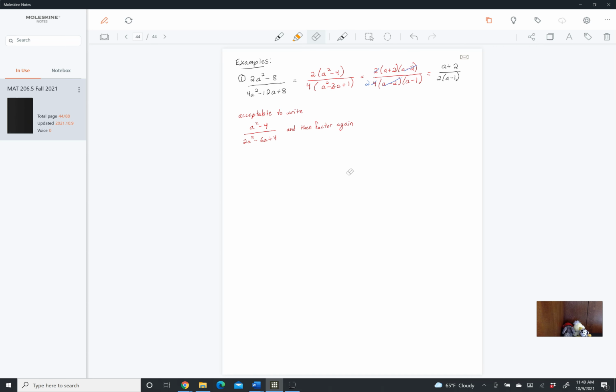Okay, and the domain, I will not ask you to always write the domain, but we're writing it here just so that you get accustomed to the idea that there is a domain. A can't be 2 and a can't be 1. So we're taking that from the denominator here. It's always easiest to find the domain after you factor. Not after you cancel, but after you factor.